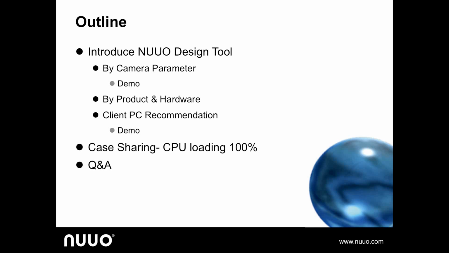Okay, here's today's outline. First, I will introduce what is NUUO design tool, and then I'll show you how to use it and how it can help you to design your projects. As you can see, NUUO design tool provides three different uses. First is by camera parameter, second is by product and hardware, and third is client PC recommendation. In the following, I will show you the details and the differences between these three uses.